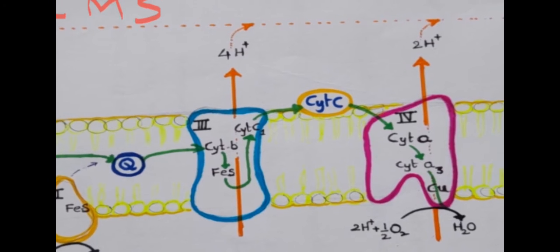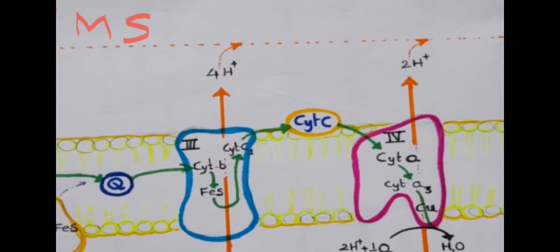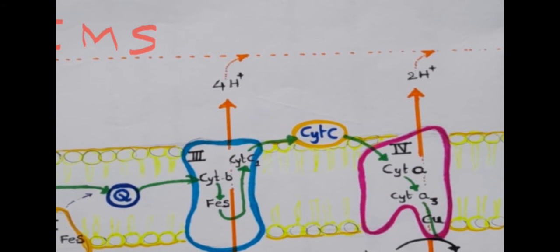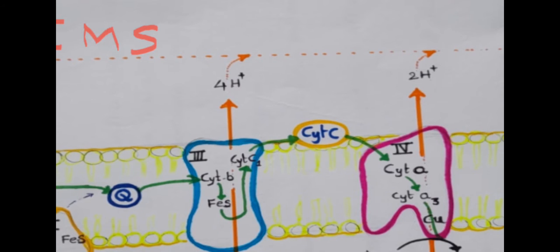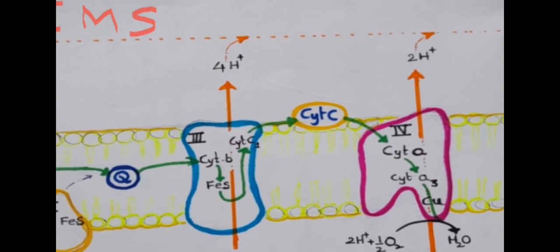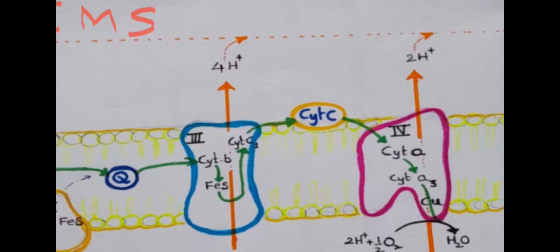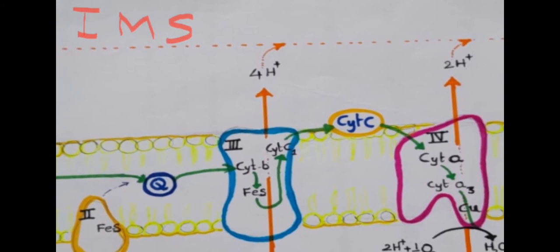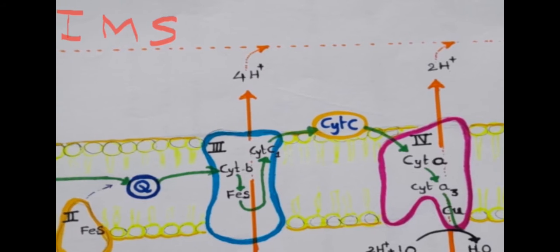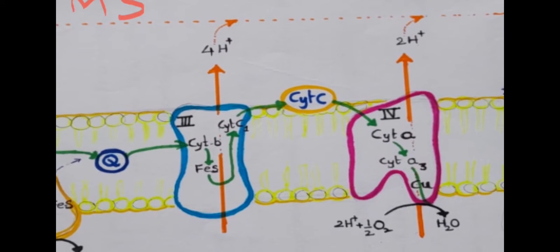Cytochrome C is a mobile electron carrier. It transfers electrons between complex 3 and complex 4. So cytochrome C is reduced by the third complex, and cytochrome C is oxidized by the fourth complex.